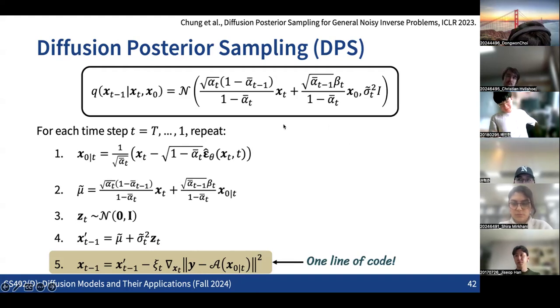So while we have seen lots of formulations, you can see that at the end of all the things, the result is that we are just adding one line of code to do guided generation.